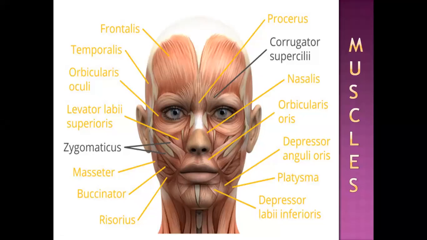I'll take the important points, what you should remember, and the important muscles that come in the examination. Not all these muscles are important from the examination point of view, but you should know the names of the muscles. So these are the muscles that you find in the face.